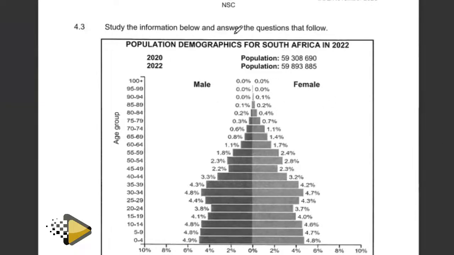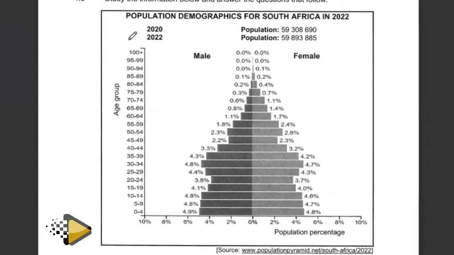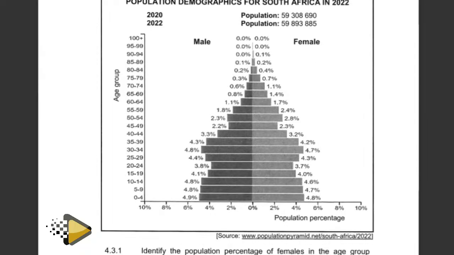Now let's check 4.3. Identify the information below and answer the questions that follow. We have the population demographics for South Africa in 2022, with the male as well as the female side. We have the age group on the y-axis and the population percentage on the x-axis.